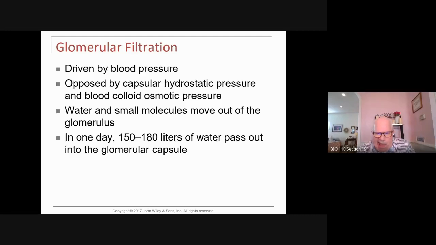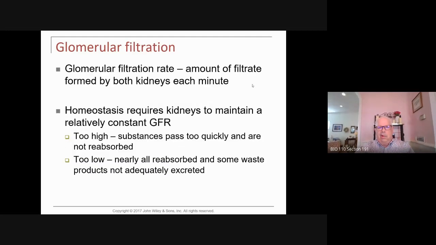In one day, in 24 hours, 180 liters of water pass out of the glomerular capsule with a normal blood pressure. Glomerular filtration rate is the amount of filtrate formed by both kidneys every minute.